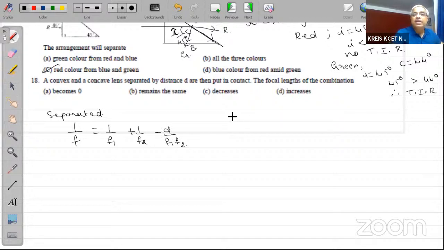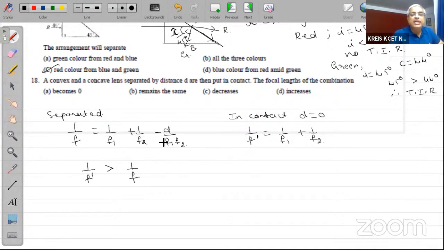Whereas when they are in contact, d will be equal to 0. Then what should happen? 1 by f dash will be equal to 1 by f1 plus 1 by f2. Now from comparing these two, I can come to one conclusion, that 1 by f dash will be greater than 1 by f. Do you agree? Because 1 by f has a minus d by f1 f2 term, and 1 by f dash does not. Therefore 1 by f dash will be greater than 1 by f, or f dash will be lesser than f.